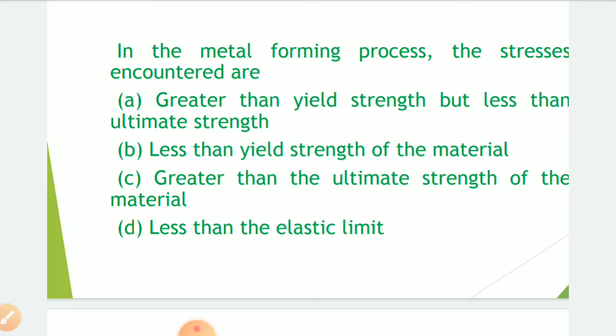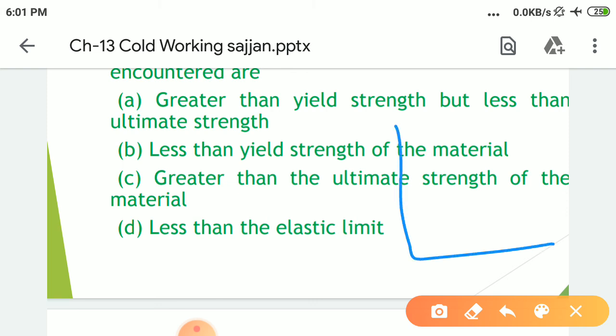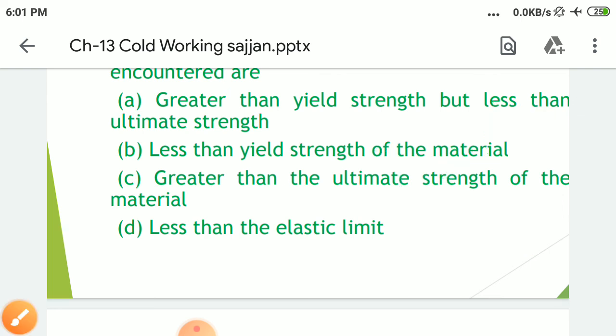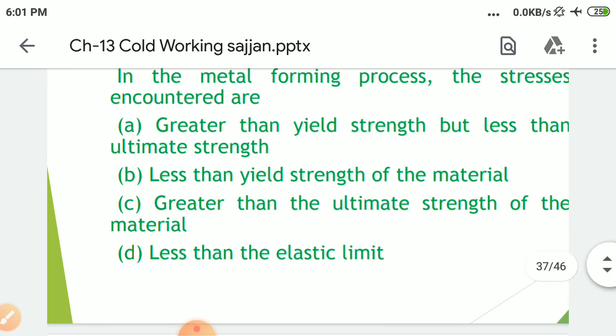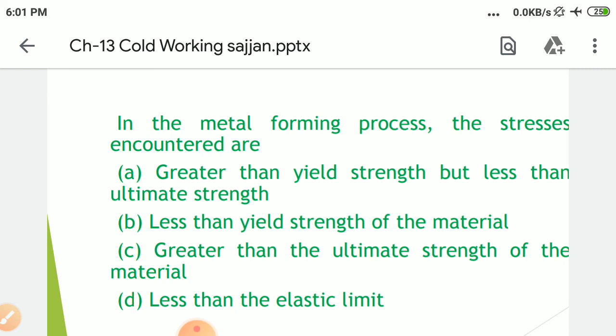In the metal forming process, the stresses encountered are greater than, yeah, that's the point I already explained in the previous lectures. Where will we be doing the forming? If you see the stress-strain diagram of steel, as I have mentioned, in this particular range we will be doing the forming process. What is that range? That range is between the yield strength and ultimate strength. So option A is correct.